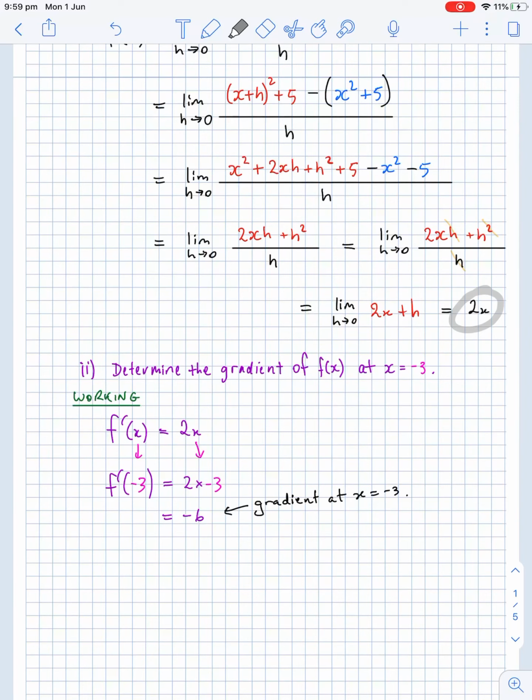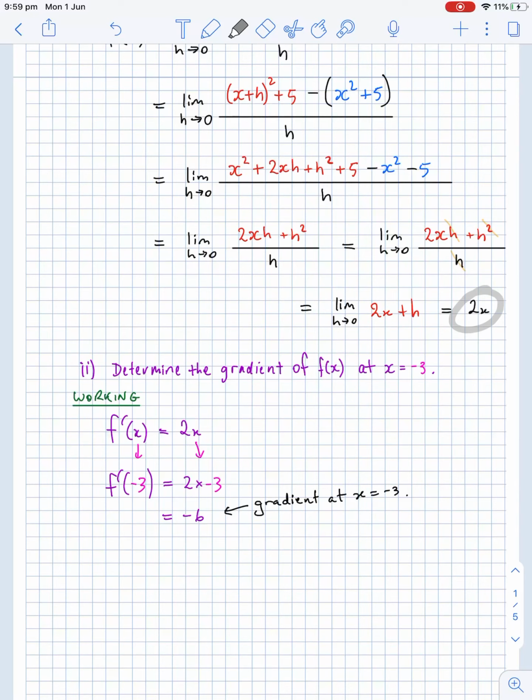Because we figured out our derivative was 2x, this tells us the gradient at any point. We can change our x to a minus 3. That's where we want to find the gradient. And the derivative of our function at negative 3 is going to be equal to 2 lots of that number. So that's 2 lots of negative 3. Our gradient is going to be negative 6.